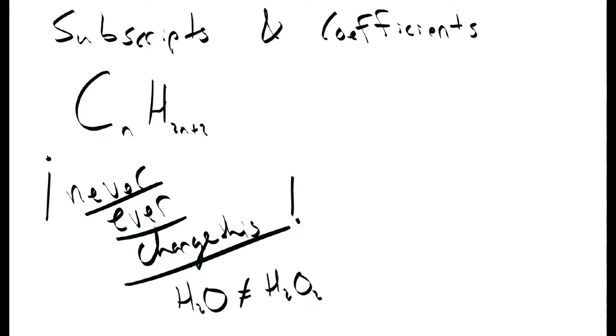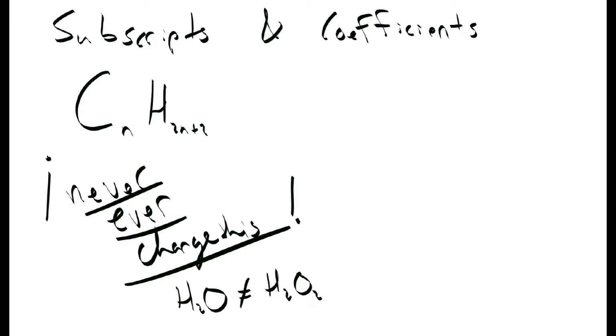H2O is water. It's necessary for life. It makes up the majority of your body. H2O2 is hydrogen peroxide. They use it to clean rust off of iron, and they also use it as an antibacterial agent. And occasionally, you can do things like remove your skin if you're not careful. Okay, very different things. Don't ever change the subscripts.